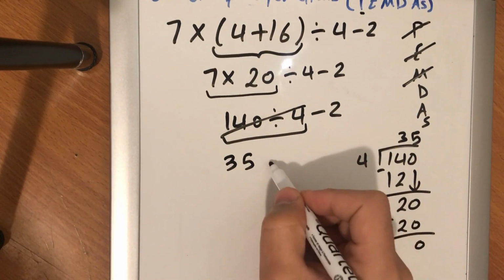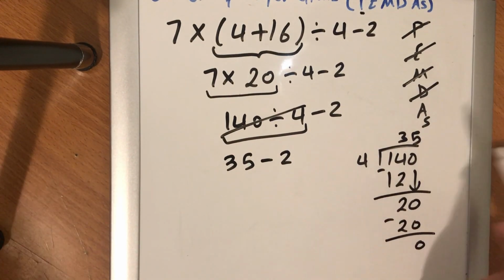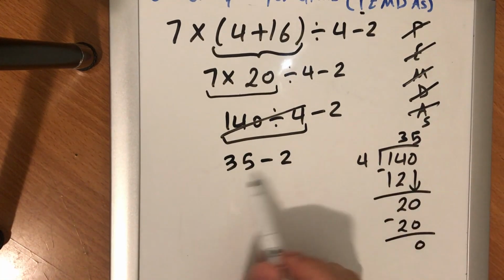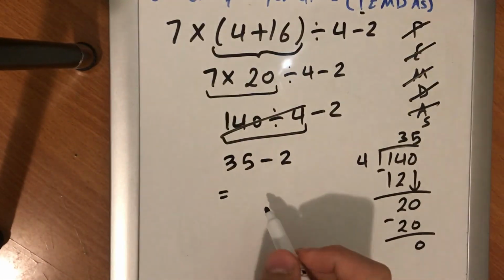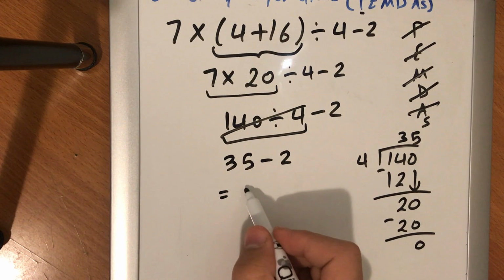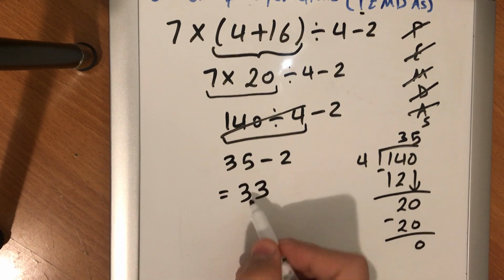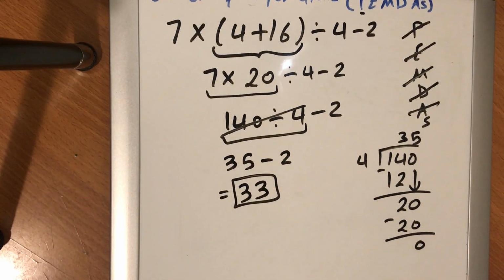Gives me 35. Minus 2, well, division is done. Addition I don't have, and subtraction is easily done here. 35 minus 2, that gives you 33. And that is your answer for the first order of operations problem.